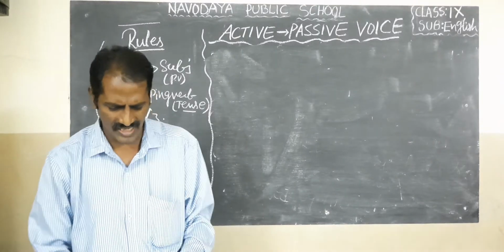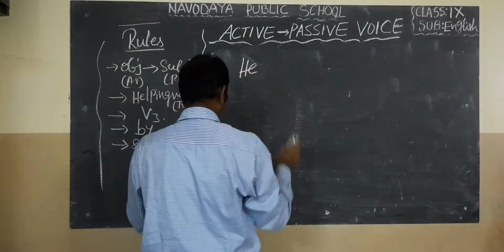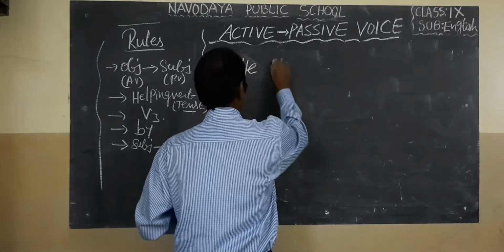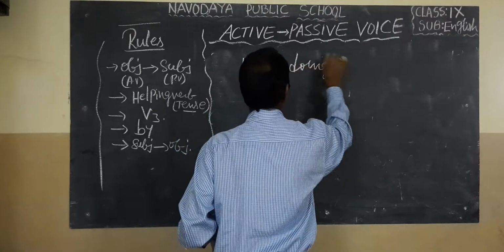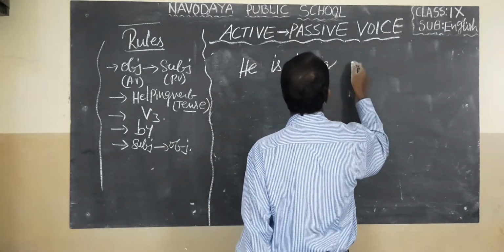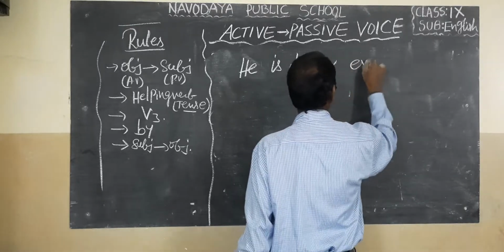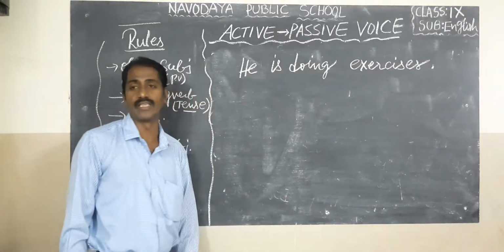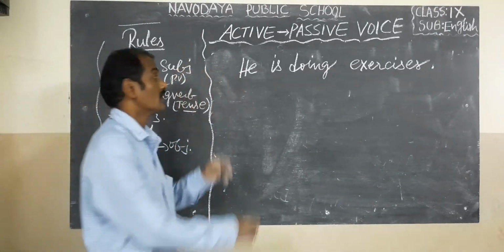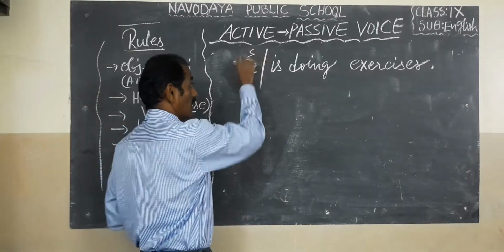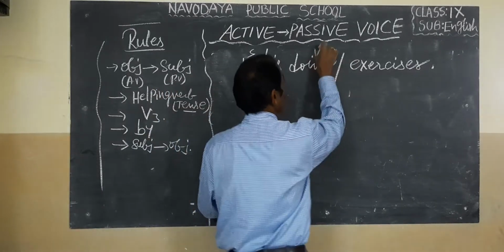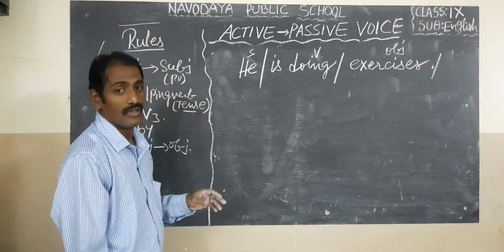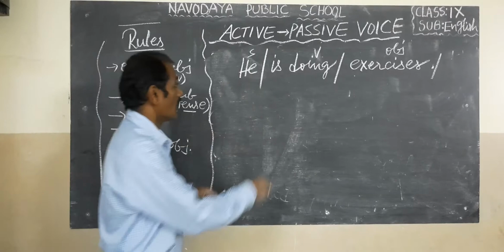Now children, for example, he is doing exercises. He is the subject. Is doing is the verb. Exercises is the object. This is continuous tense, children. So: subject, verb and object.